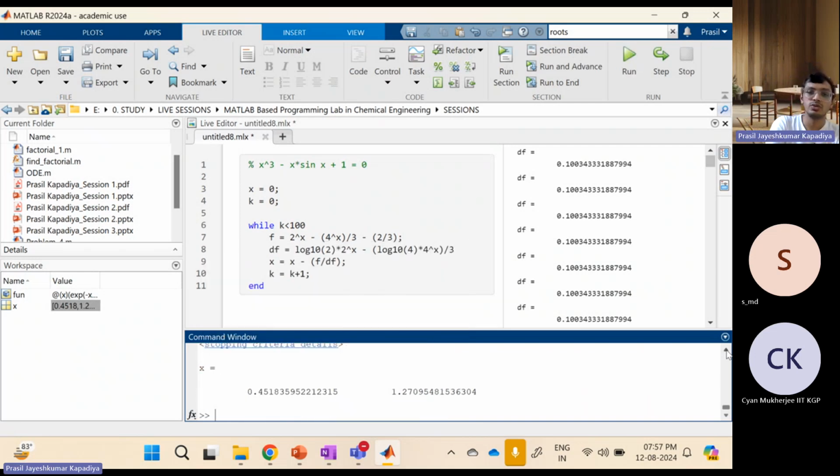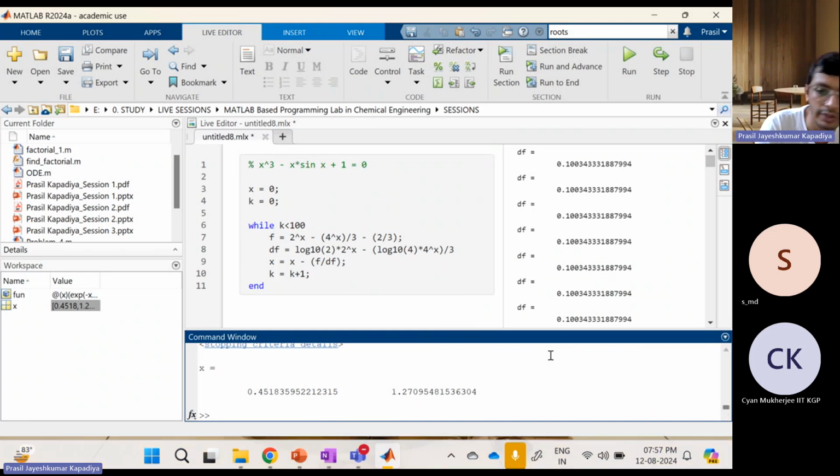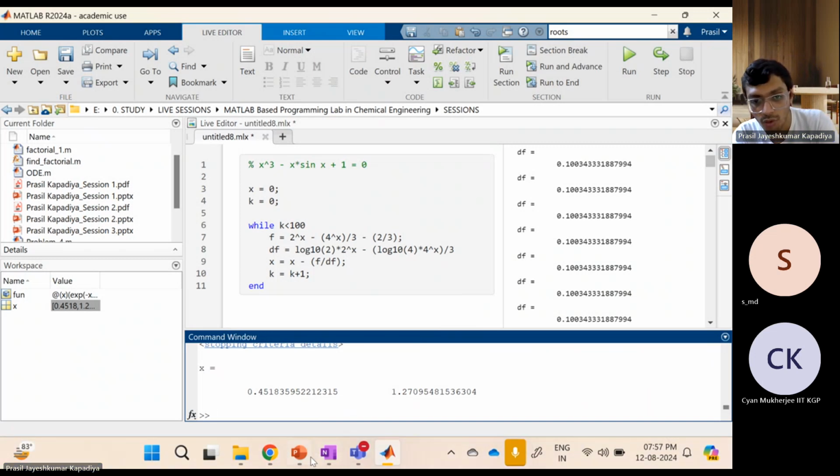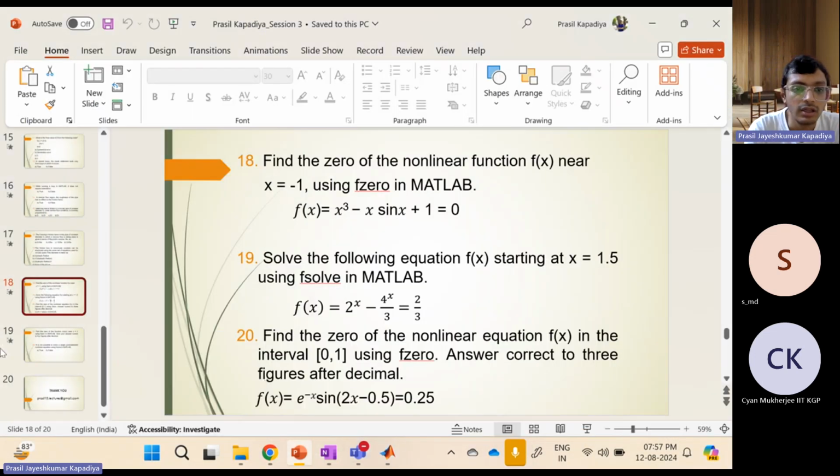See, it is giving us two solutions using the fsolve command, 0.4518 and 1.2709. So this is how we can use it. Okay, next question.